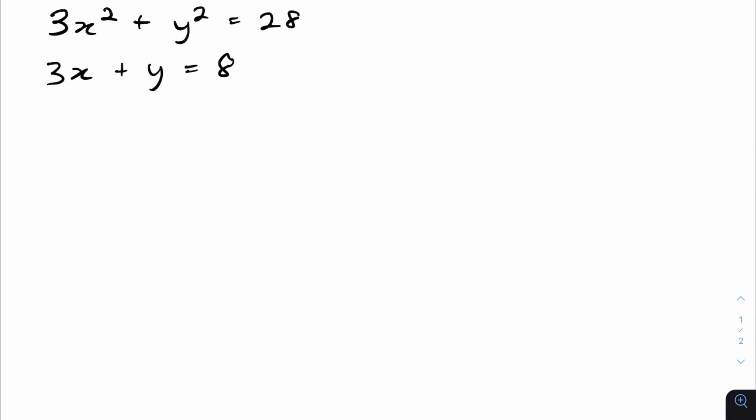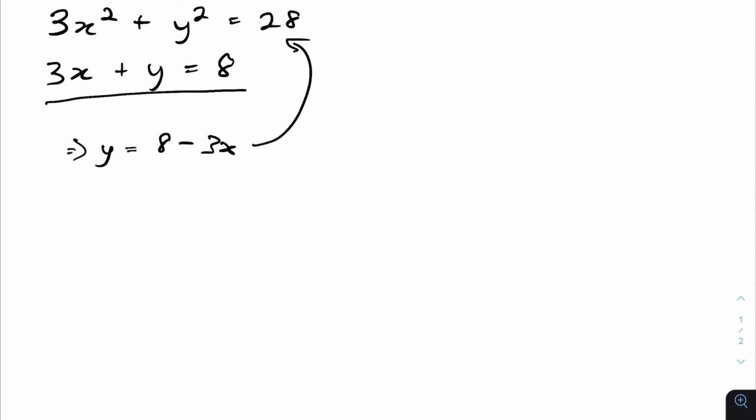So, immediately what stands out is y is very easy to separate in this equation. We can simply rewrite it as y equals 8 and then bring the 3x to the other side, so it's minus 3x. And now we can substitute that back in here. We have to use a little bit of quadratics and expansion to solve this, because it's y squared that we're inputting it into, so we're going to have to square it. So 3x squared plus (8 minus 3x) squared equals 28.